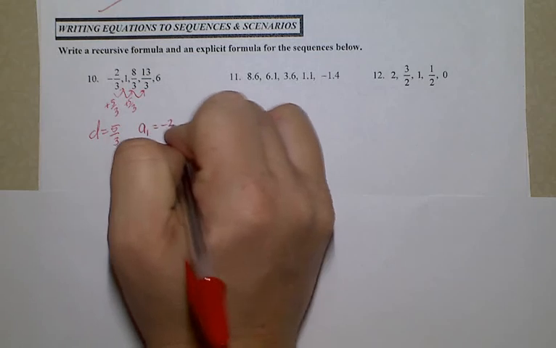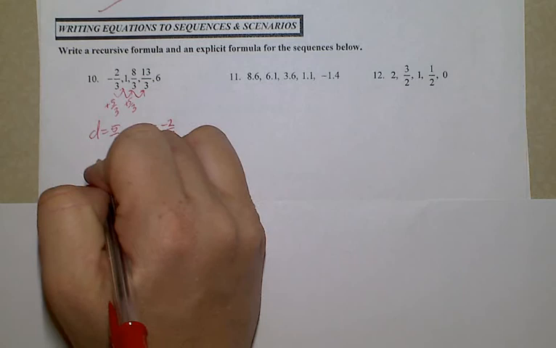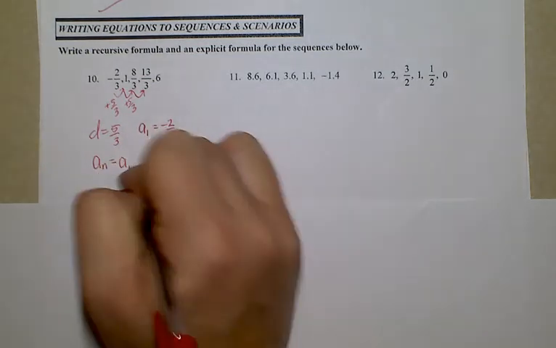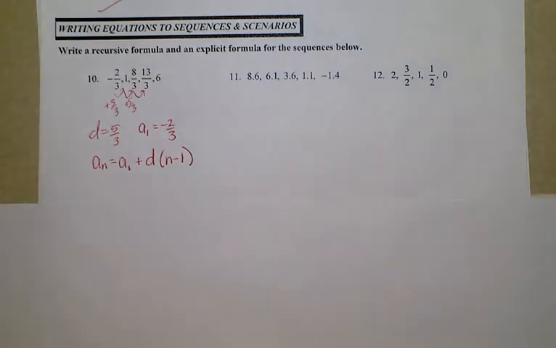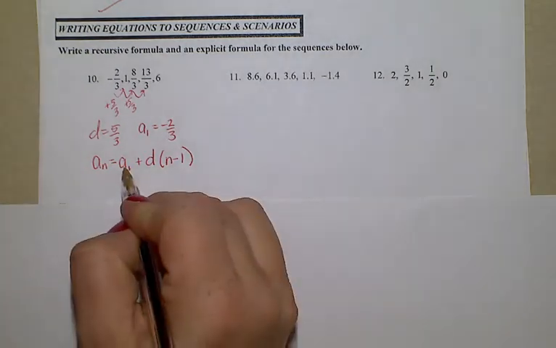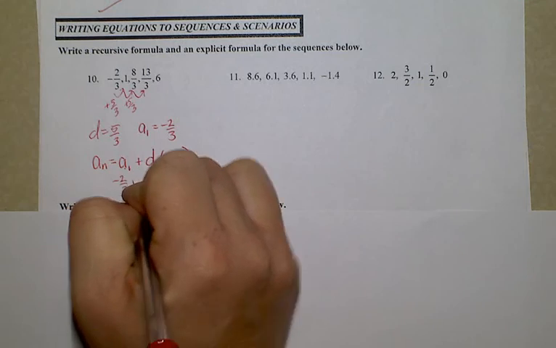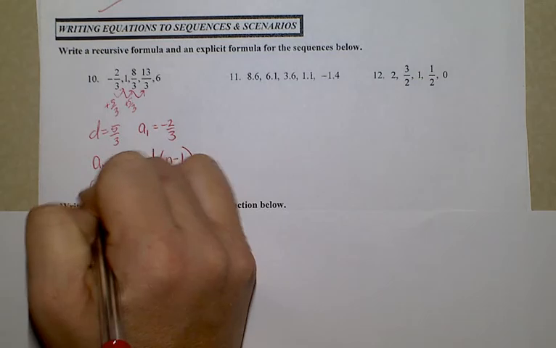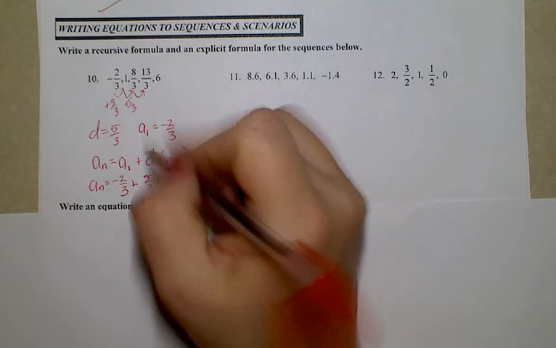-2/3. So here's probably a star problem. You're going to probably want to write this down unless you have a wonderful memory. A sub n equals a sub 1 plus d times the quantity n minus 1. So I start with the first number, which is -2/3, plus the common difference of 5/3 times the quantity n minus 1. And I wish I would have written this down a little bit smaller.